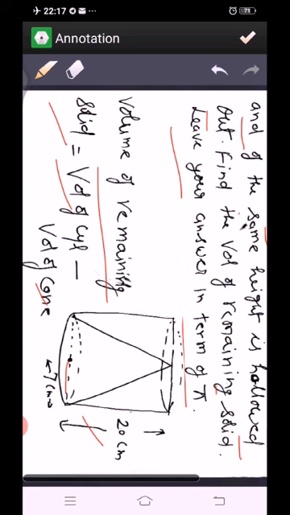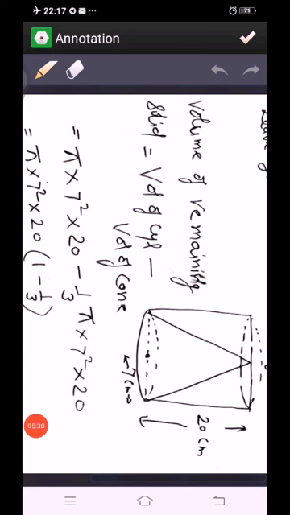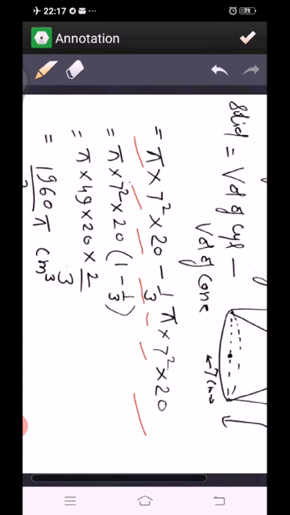So let us see. Volume of cylinder pi, radius of cylinder 7 square, height of cylinder is 20. Then minus volume of cone, so 1 by 3 pi, and radius is 7 square into 20, height is 20. So we can see that pi into 7 square into 20 is common, taken out. So what is left? 1 minus 1 by 3, that is 2 by 3.